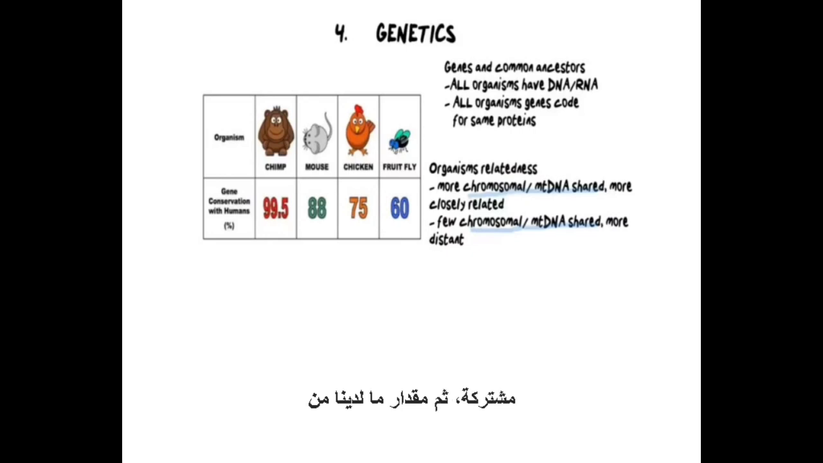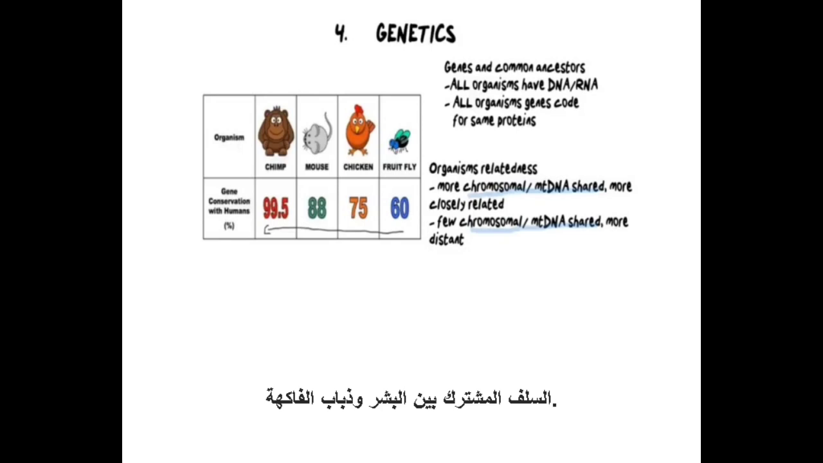We see how much we have in common, and then how much we have that is different. And if we have more different, then we are obviously further related. In other words, our common ancestor was much, much further back. And that's basically what we see here in this percentage of genes. It means that our ancestor with fruit flies was much older than that of the chicken, the mouse, and the chimp. In other words, our common ancestor with a mouse is much closer to us than the common ancestor between humans and fruit flies.